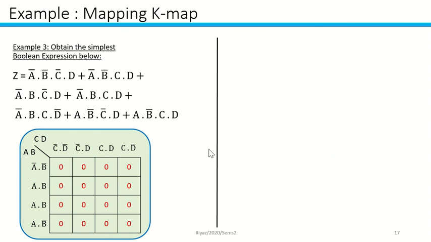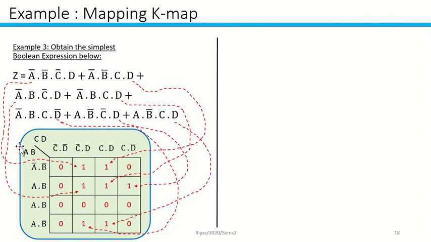Let's go for the example. Example 3: you have to obtain the simplest Boolean expression from this particular Boolean expression and try to map it out inside the K-map. So this is the Boolean expression, and you just take it out. So A bar, B bar, C bar, D. This is the K-map, so you can draw it and just put in everything inside.